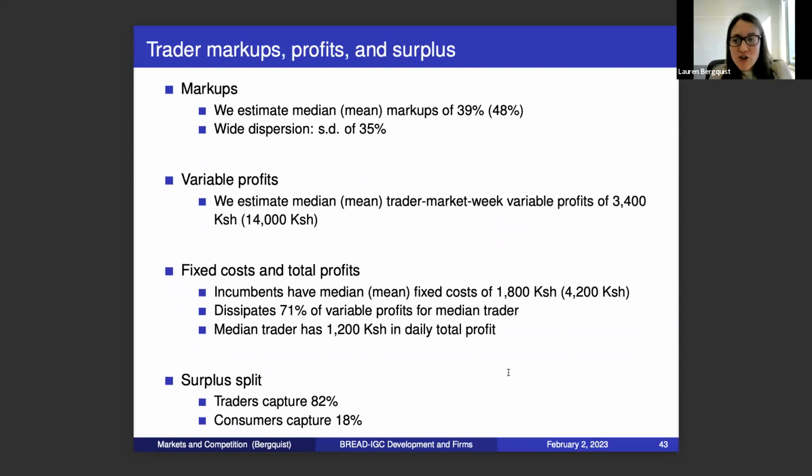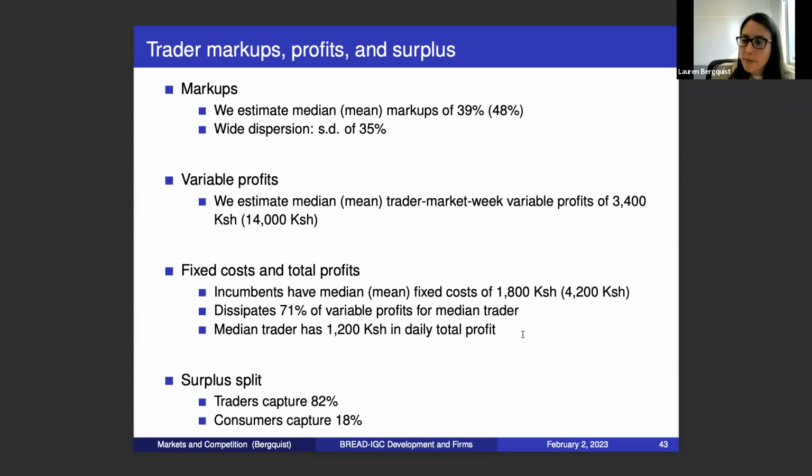Okay, so given all the structure, we can do a lot to quantify what markups and variable profits look like. I'll say markups are pretty large, in the 40 to 50% range, but fixed costs are also pretty large, and that's going to dissipate 71% of the variable profits. So for the median trader, they're not making huge profits in this context.